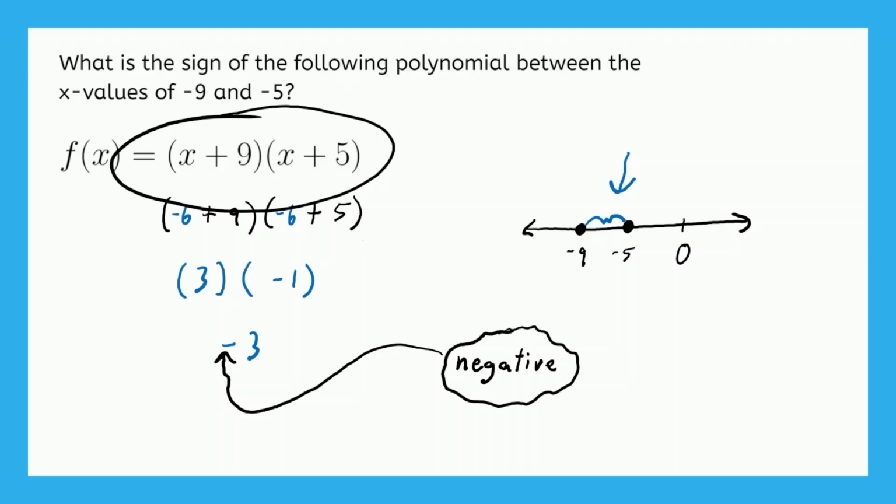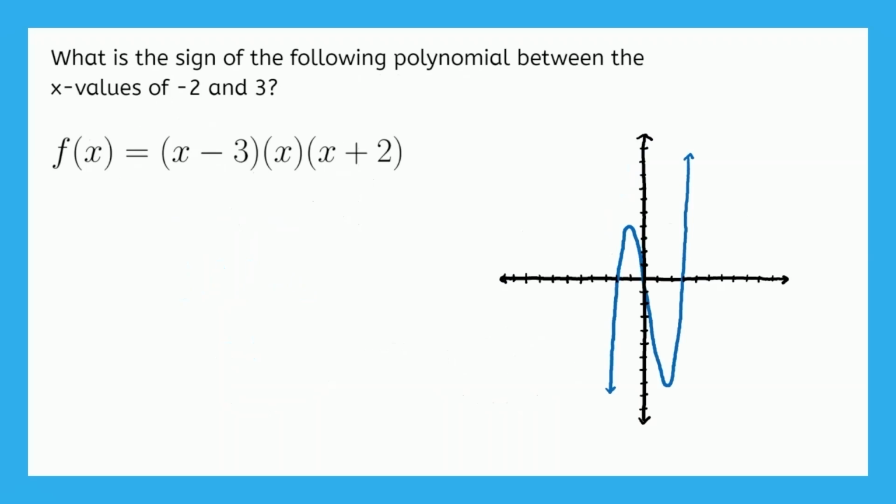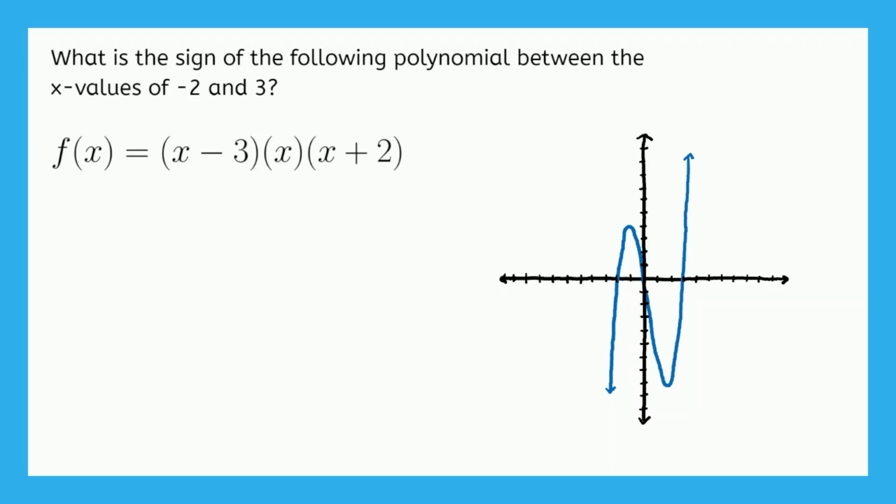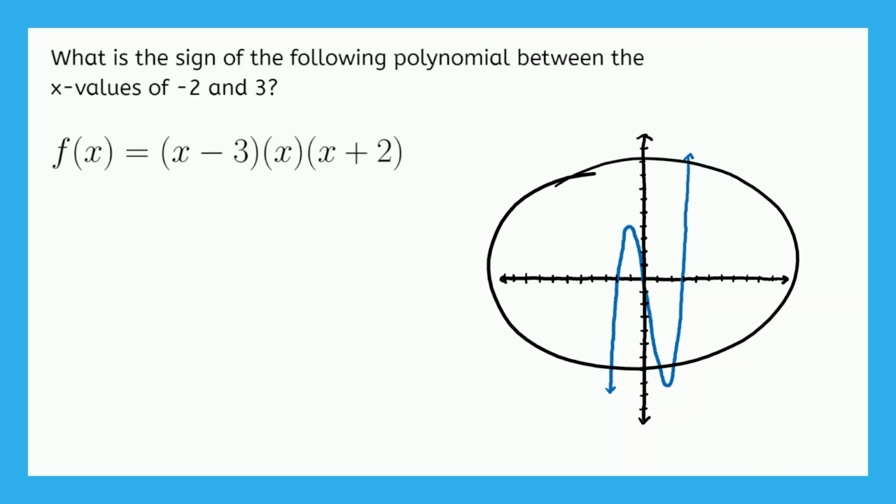If we have a polynomial with a 0 that is not the start or end point of the interval, that is, somewhere within the interval, things get a little bit more interesting. So they say, what is the sign of the following polynomial? Here's the graph, and here's the function, between the x values of -2 and 3. So real quick, we'll find the answer using the graph, and then we'll talk about how to get that same answer without using the graph.